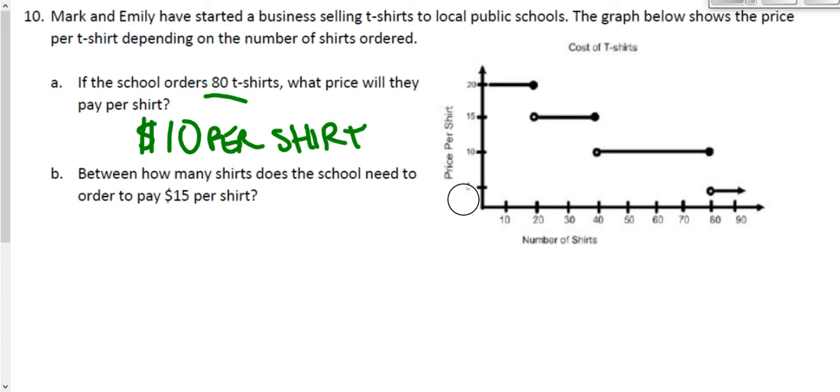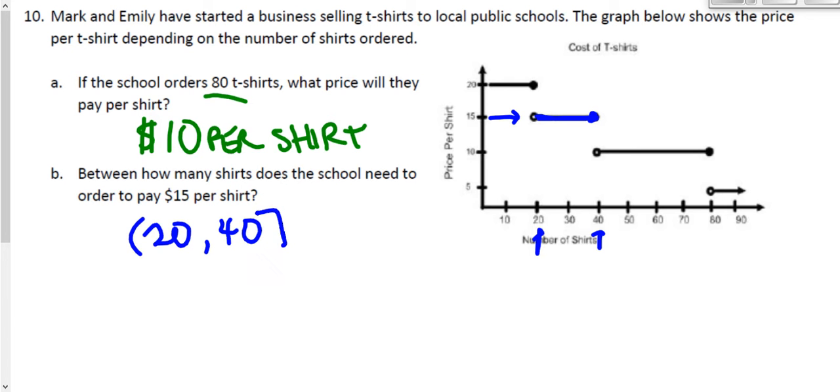The next question here is asking us, between how many shirts does the school need to order to pay $15 per shirt? So if I want to pay $15 a shirt, I want to know which interval is going to have those values for me. So $15 a shirt is right here, which tells me that these are all the values where I can pay $15 a shirt. And it starts over here at 20 shirts, but it doesn't include it. So it starts at 20, but doesn't include it. And it goes all the way over here to 40, and that does include it.